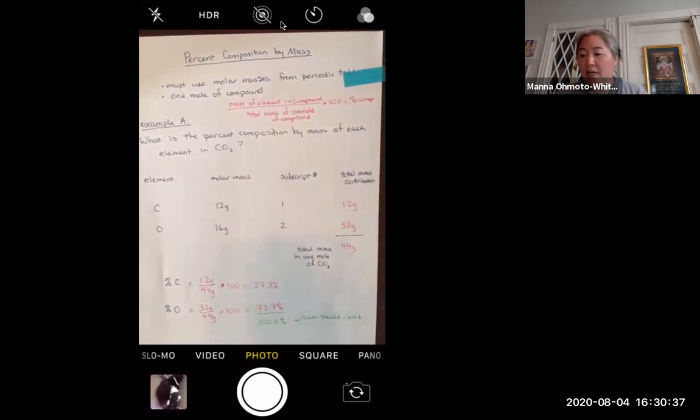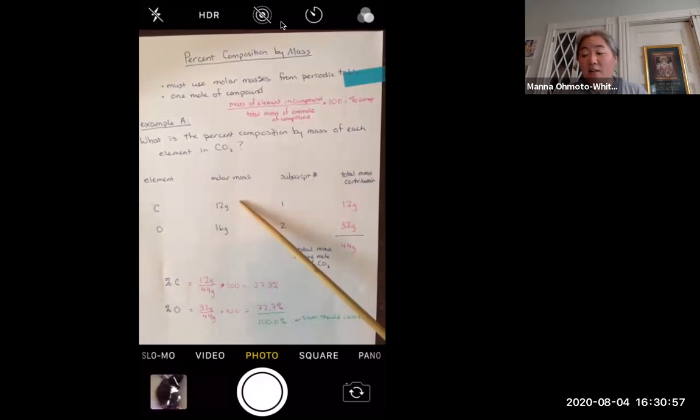So the example that I have is, what is the percent composition by mass of each element in CO2? The first thing that I do is in my first column, I write down the elements. Remember, each element has its own capital letter. There are 2 capital letters, so I have 2 elements, carbon and oxygen.